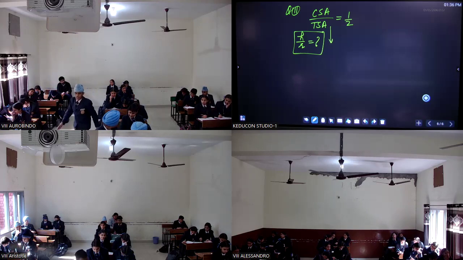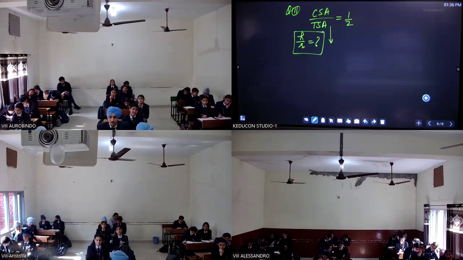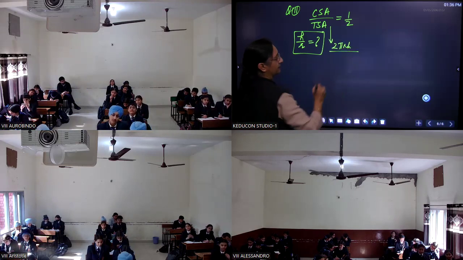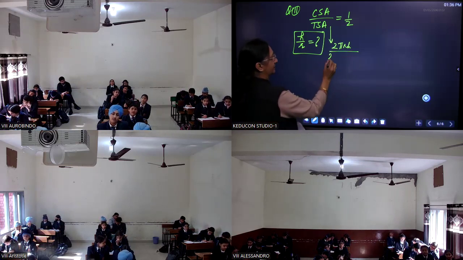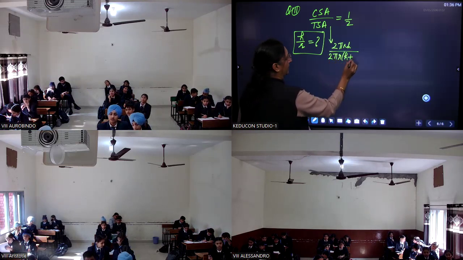Quickly tell me the formula for its CSA and its TSA. Curved surface area is 2 pi RH, and the bottom and total surface is 2 pi. No, ma'am. Pi R square H. That is the problem, plus.